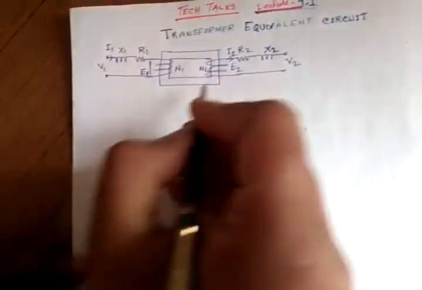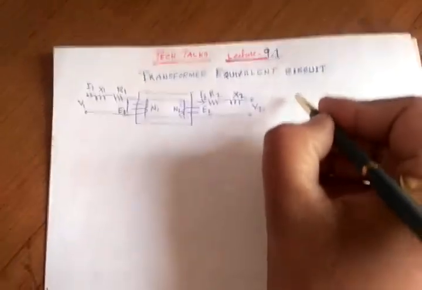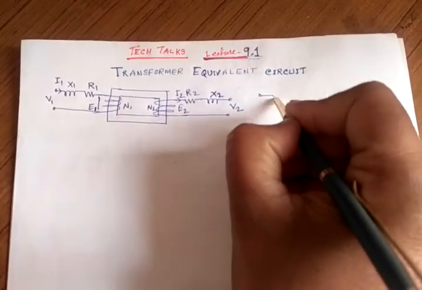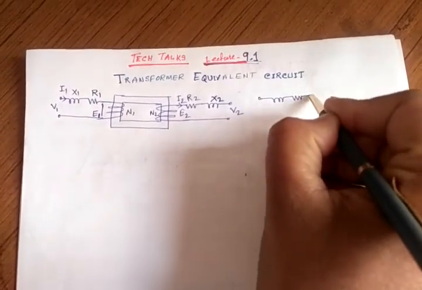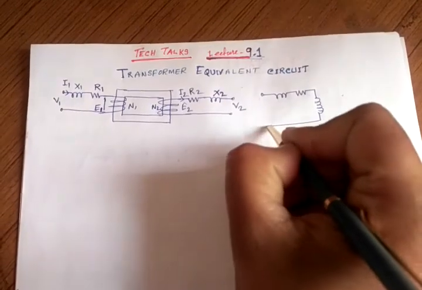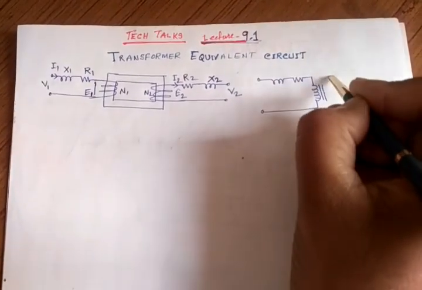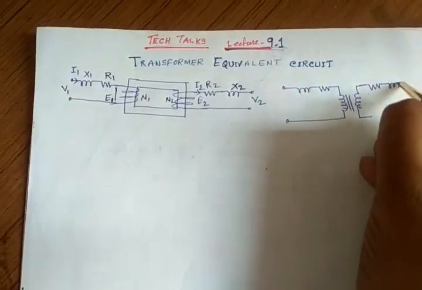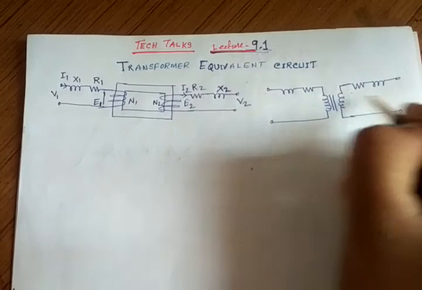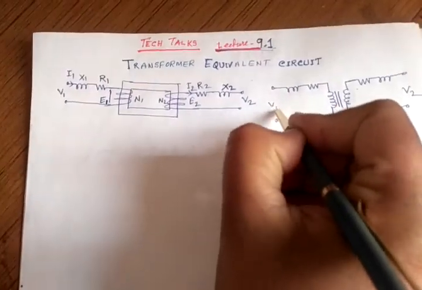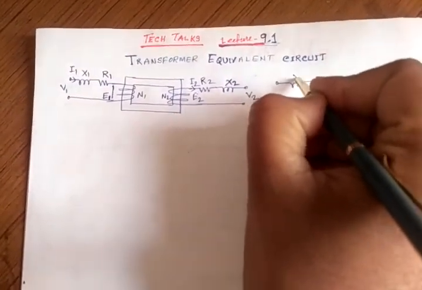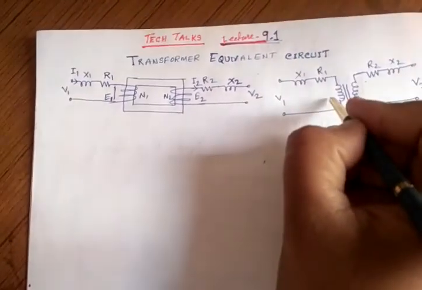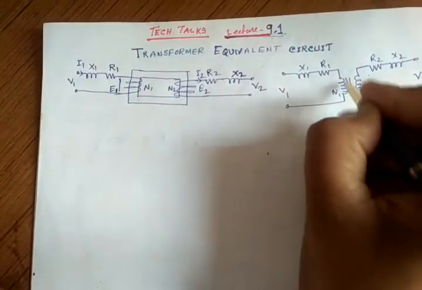Fine. Now let's make it simpler. From now onward we will not show the core and all these details. We will draw it like this. We show the transformer in a much simpler way. This is conventionally done, and we show all the things as we have shown here. I'm not writing all of this. This is X1, R1, R2 and X2. And this is N1, N2, and this is the core.